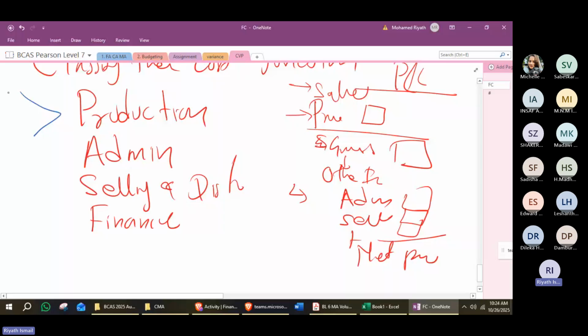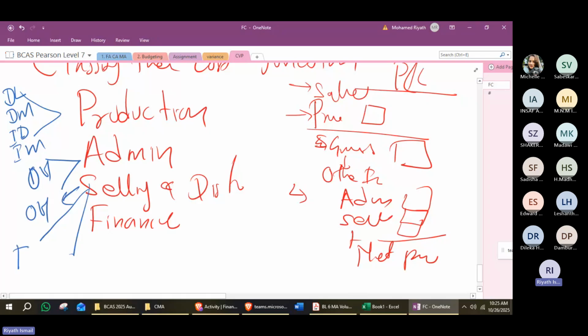Here, production cost includes direct labor, direct material, indirect labor, indirect material, and so on. Admin: most of the costs are not relevant to production. Most of them are overhead, and selling and distribution overhead. Again, within this selling and distribution cost, there will be two: one is a fixed cost, another one is a variable cost.